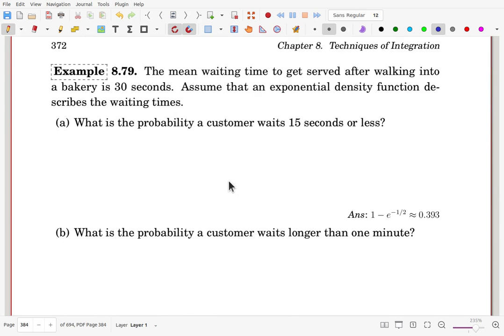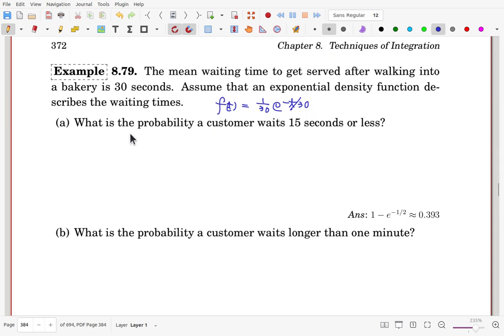Okay, the mean waiting time to get served after walking into a bakery is 30 seconds. Then immediately you may think that if we assume the exponential density function, then f of t on positive t can be written here. 30 is the mean, so 1 over 30 e to the minus t over 30. That is the corresponding PDF.